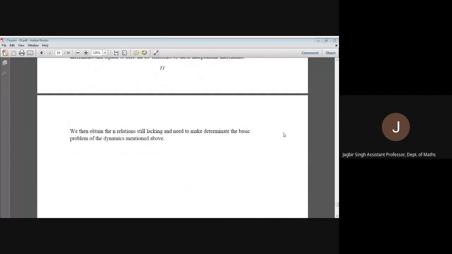Okay, so this is what we discussed up to now. Tomorrow we will try to obtain the Lagrange equation of the first kind with the help of all these terms that we have discussed up to now.